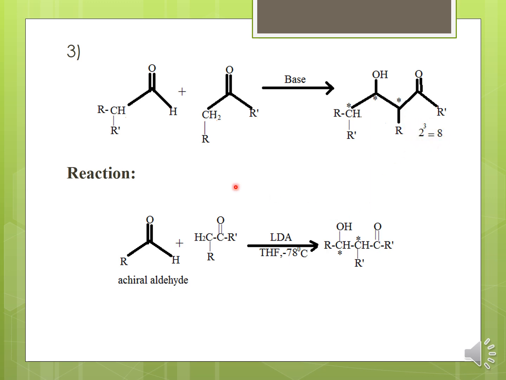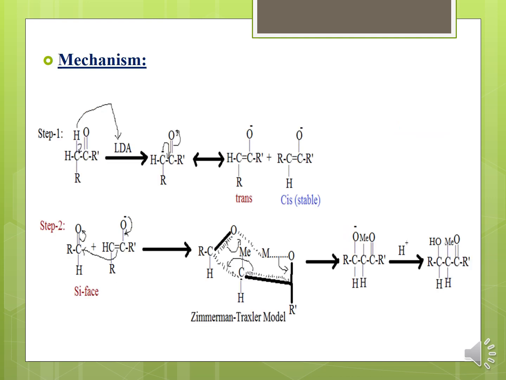Then moving on to this reaction, if you are taking an achiral aldehyde and treating it with a chiral enolate, at that time what happens, in the presence of LDA, again you are getting your aldol with the generation of 2 chiral atoms. Okay, and then moving on to the mechanism.